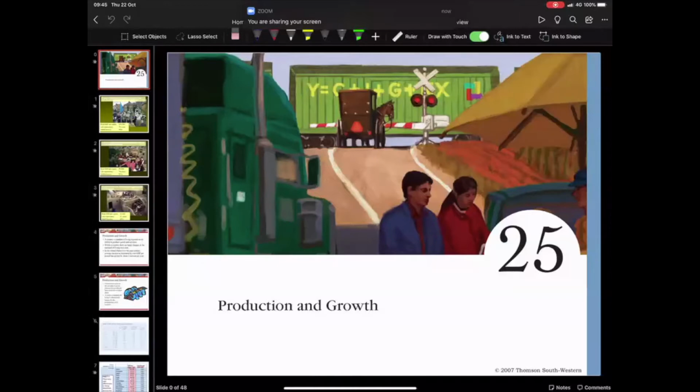Okay, today's lecture is about production and growth, and this is in chapter 25 of the Mankiw textbook. I hope you have the file that I uploaded for the PowerPoint, and you can also look at the book that you borrowed from the library. There are several editions, but you can read from the 4th edition until the current edition.